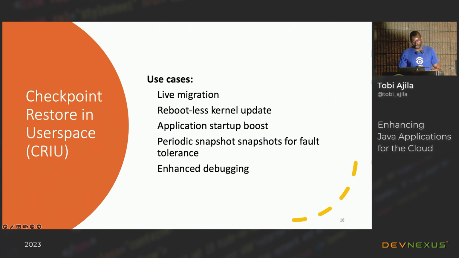So CRIU was originally intended for live migration, but as you can see, there are many use cases, and the one that we're most interested in is boosting application startup time. So at OpenJ9, we've developed a feature called CRaC support that offers CRIU capabilities to Java developers.